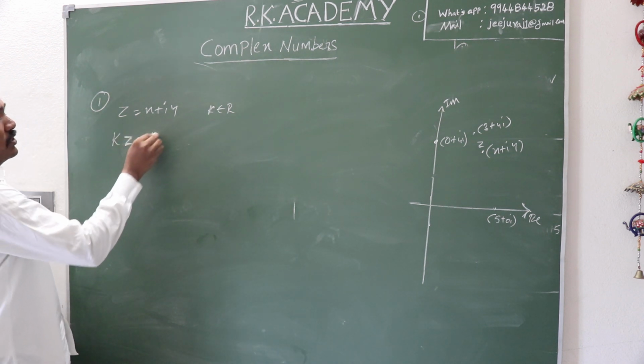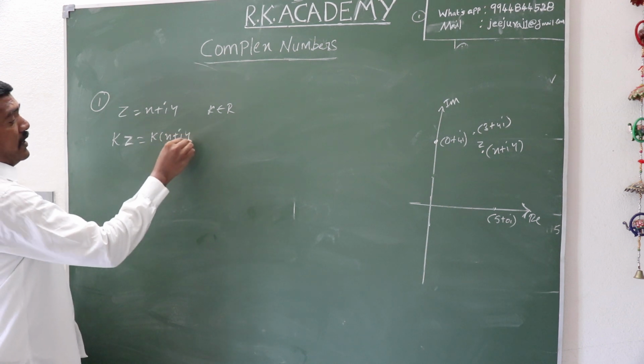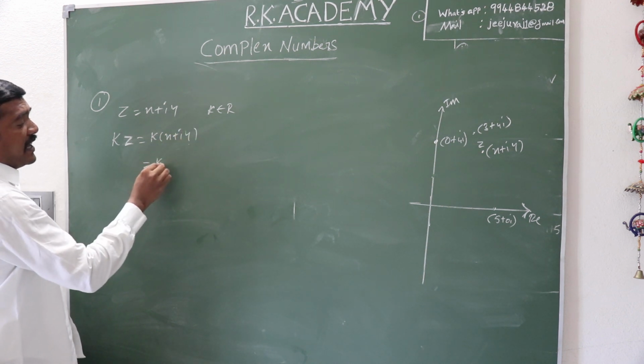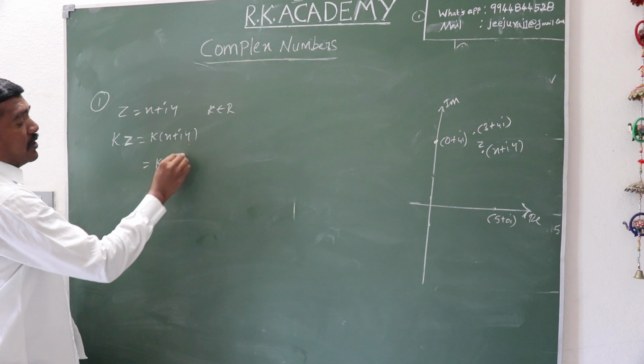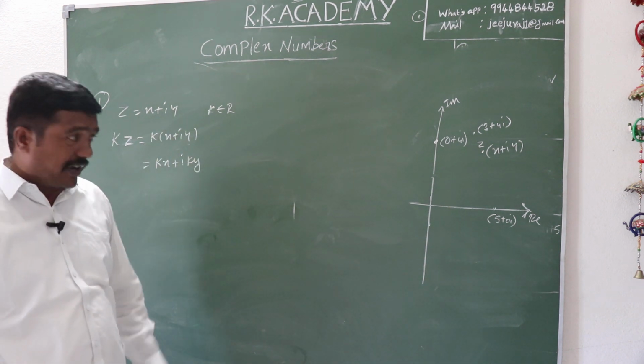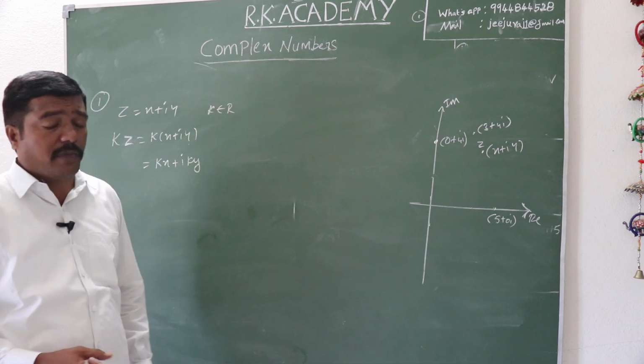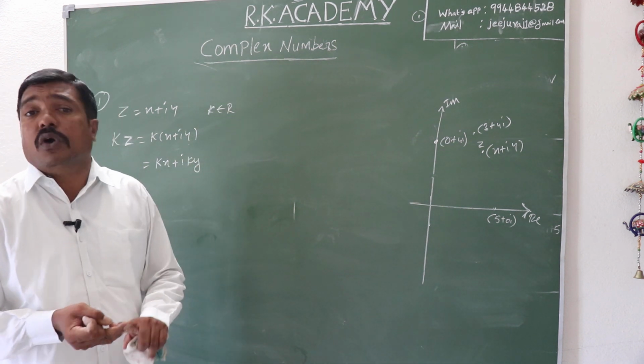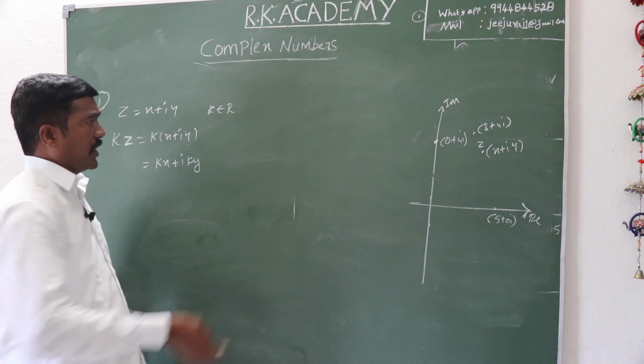kz is equal to k into x plus iy. So we can write kx plus i into ky. So it's the scalar multiplication. For example, that scalar may be positive or negative or a rational number. Okay, now listen.